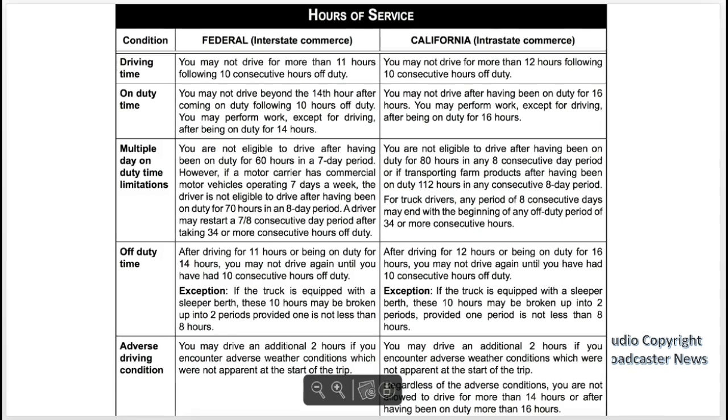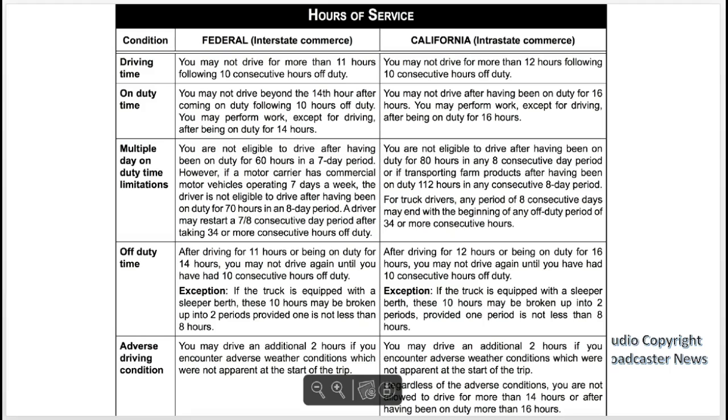Here's an hours of service chart. Driving time. If you're federal or interstate, you may not drive more than 11 hours following 11 consecutive hours off duty. If you're in California only, you may not drive more than 12 hours following 10 consecutive hours off duty.